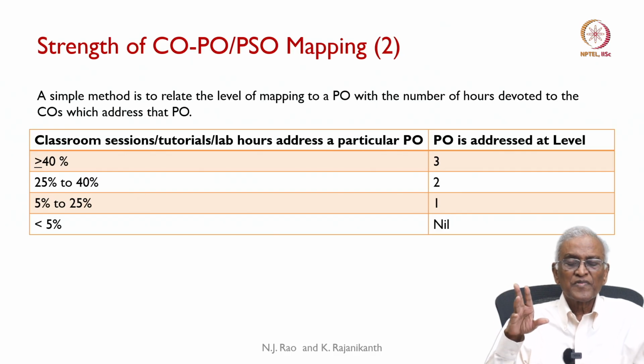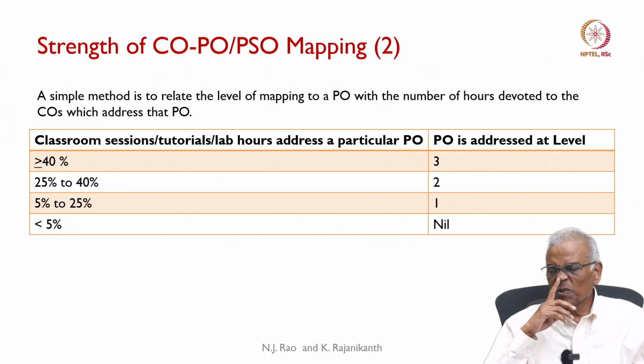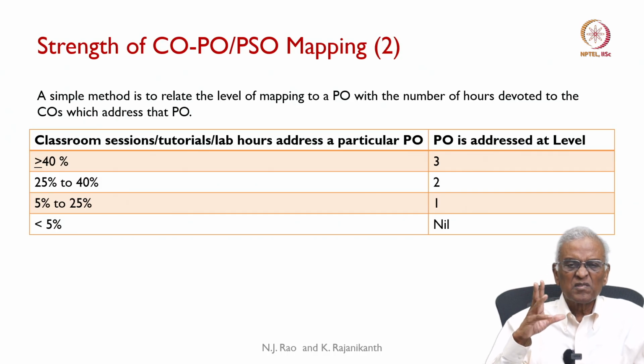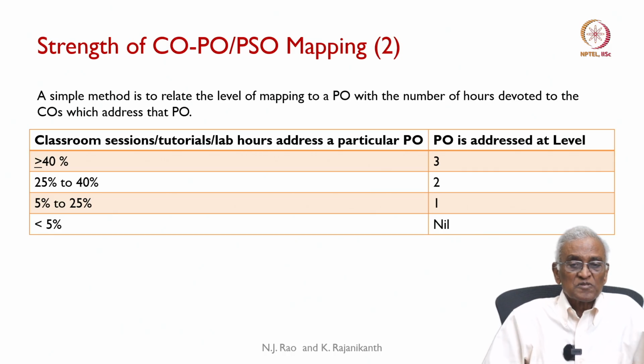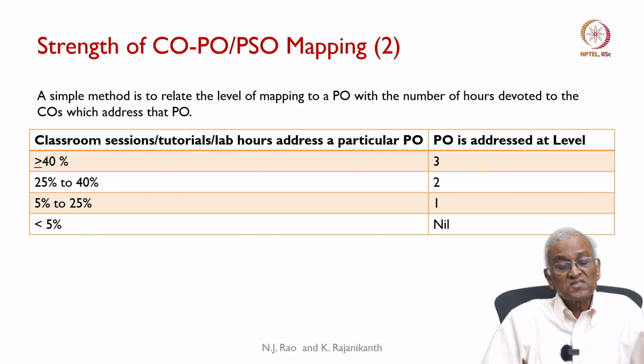5% means 5% of, let us say, 45 lectures. How much would that be? Maybe around 2 lectures in 45. If only that much refers to a particular PO, then we consider it still nil. Maybe you can argue about it and change those percentages at the institute level, not the individual course level.